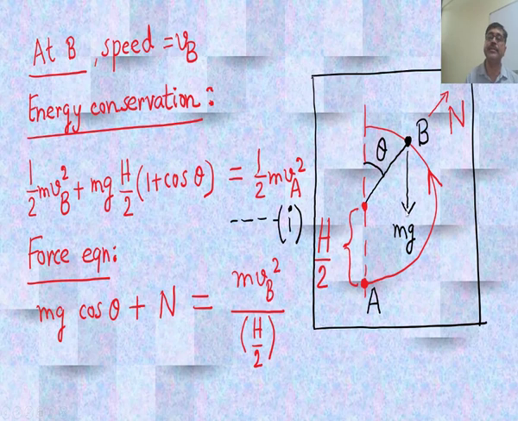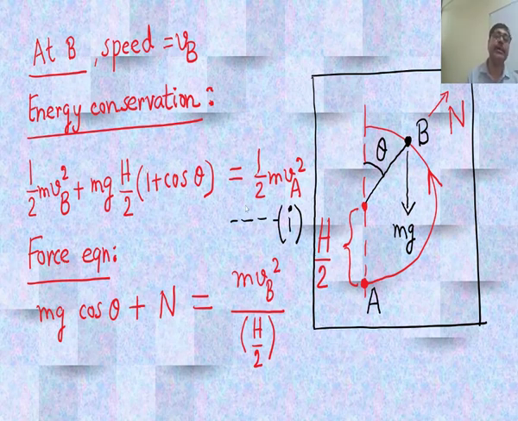Let us check whether it is really true. The height of the point B is H by 2, like up to this point. This is the radius part, and this particular radius is also H by 2. So H by 2 cosine theta means basically this height from the center to the point B. That is why the total height is H by 2 plus H by 2 cosine theta. This is the total potential energy, and this has to be equal to half m vA square, which is the kinetic energy of the particle at point A. It did not have any potential energy at point A. We assume the potential energy at point A is zero.